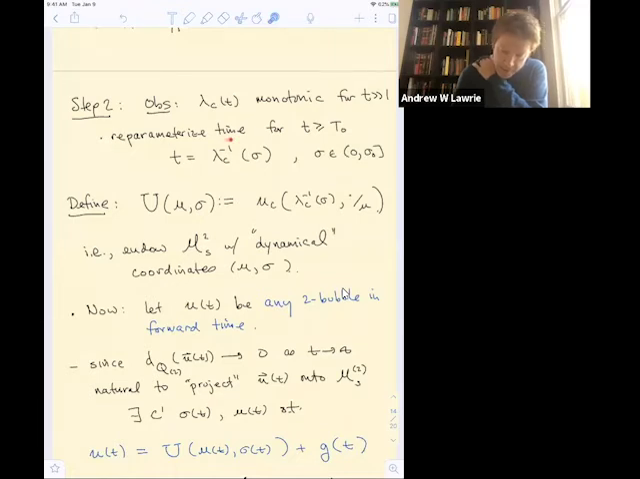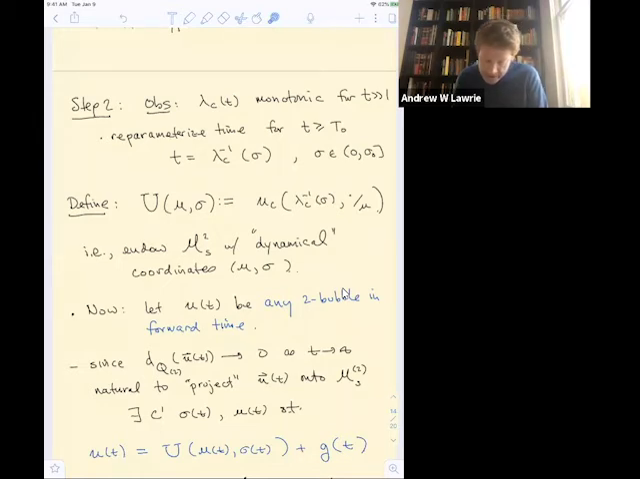So I'm going to reparameterize time as t equal to lambda_c inverse of sigma. And then I'll call it U(mu, sigma). U and sigma will be my new coordinates on this manifold. So it's the constructed solution. Time is reparameterized, so now it's a function of sigma, and I rescale the scale mu. So these are dynamical coordinates on the manifold.